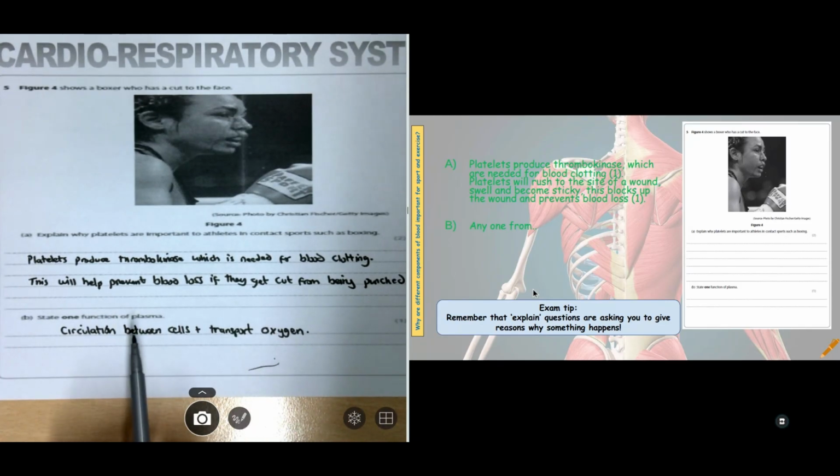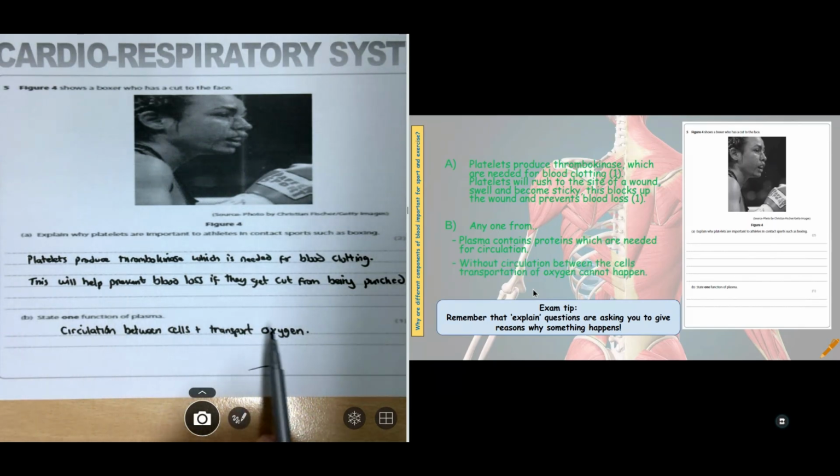For B, a function of plasma, anything around circulation between cells, and then that helps us transport oxygen. Again, one of those 2 will probably be okay.